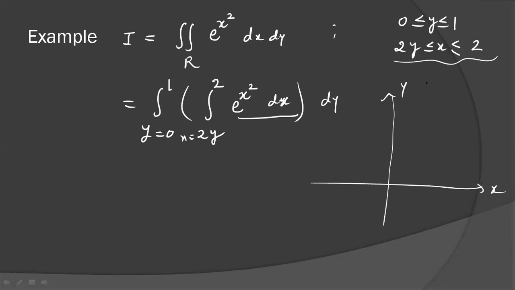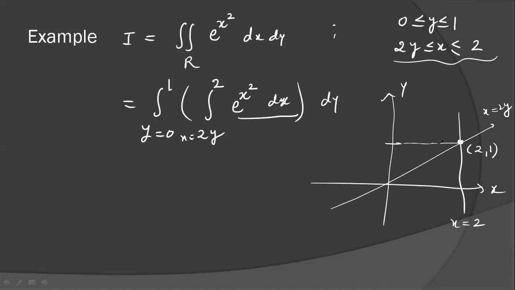Now draw y equal to x by 2. This is the x equal to 2y line. X equal to 2 is this one. If you put x equal to 2 here, you will get y equal to 1. So this coordinate is 2 comma 1. This coordinate will be 0 comma 1, and this is 0 comma 0. This is your 2 comma 0. Can anyone tell me what is the bounded region?